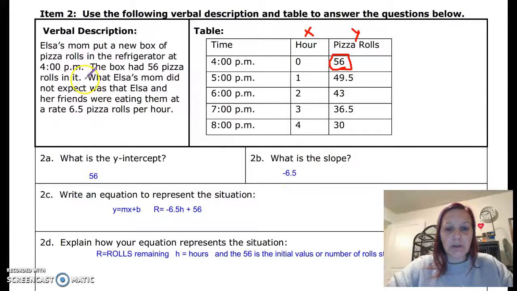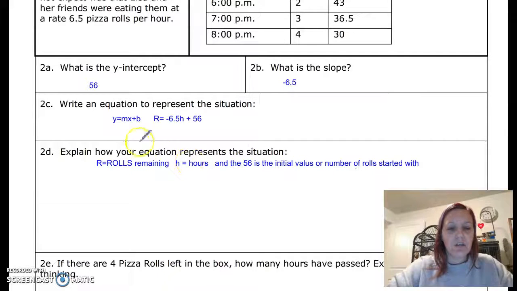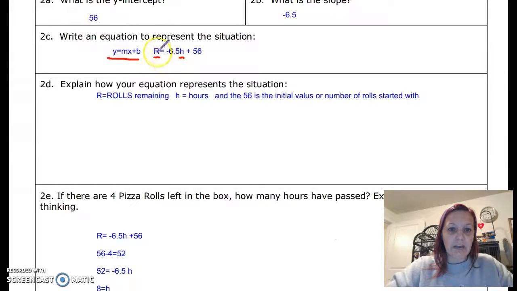We know from the verbal description that the slope, or what is constant, is negative 6.5. It's negative because they're eating them, so they're going away. Okay. 2C asks you to write an equation. I went back to our form, y equals mx plus b, and modeled it after that. So I came up with the letters R and H for rolls per hour. So the remaining rolls is going to be equal to that negative 6.5 times the hours that are eaten, plus the initial value. My explanation below explains how I came up with those letters.